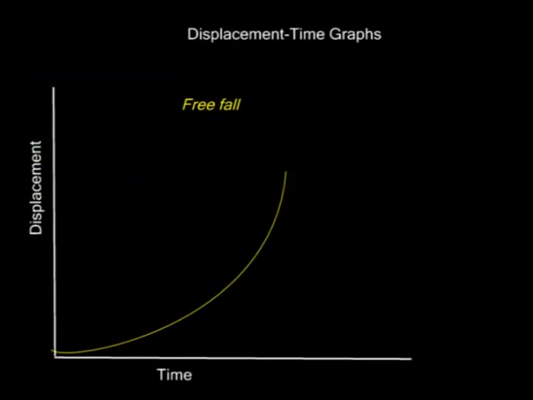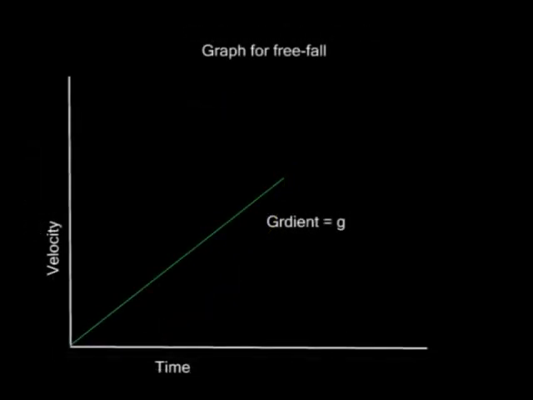The motion graph for free fall is shown on your screen. This graph shows that the displacement of the body changes increasingly for equal intervals of time. The velocity of a body released from a height h increases every second by about 10 meters per second. The velocity time graph for such a body is a straight line passing through the origin as appears on your screen.